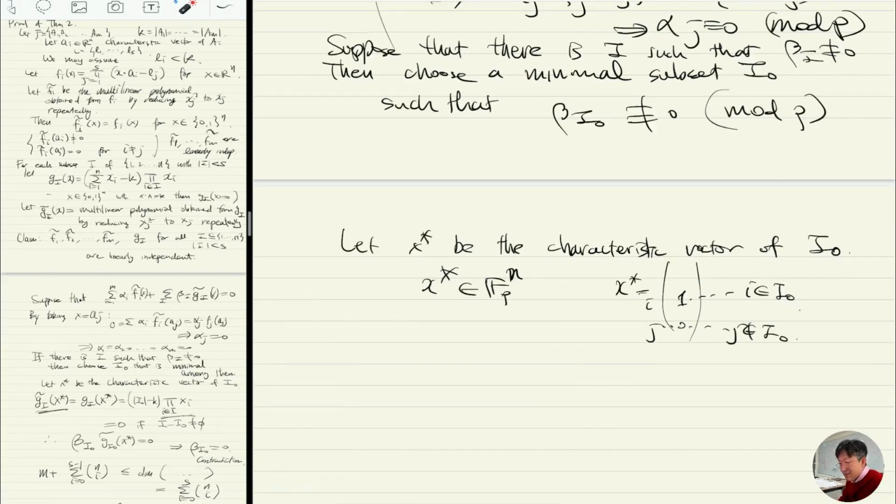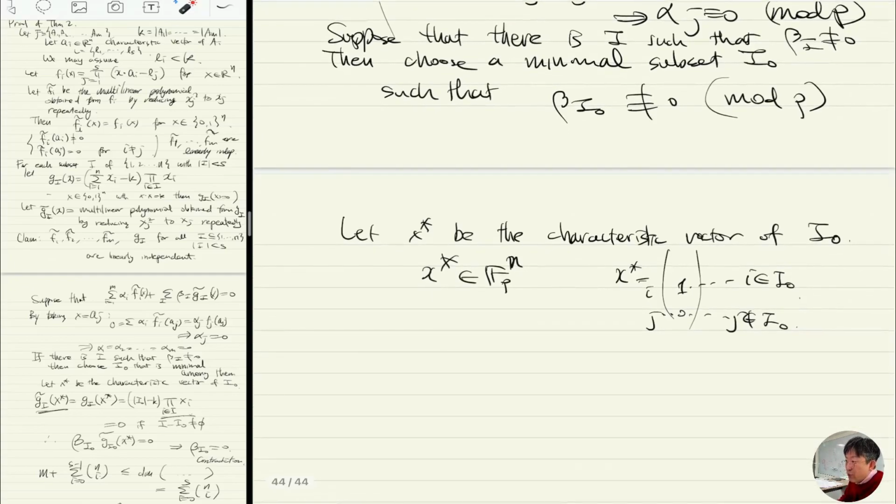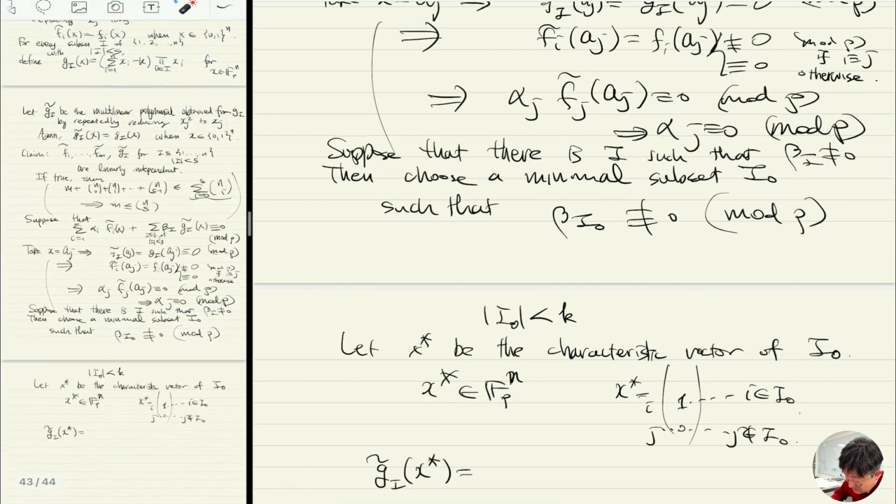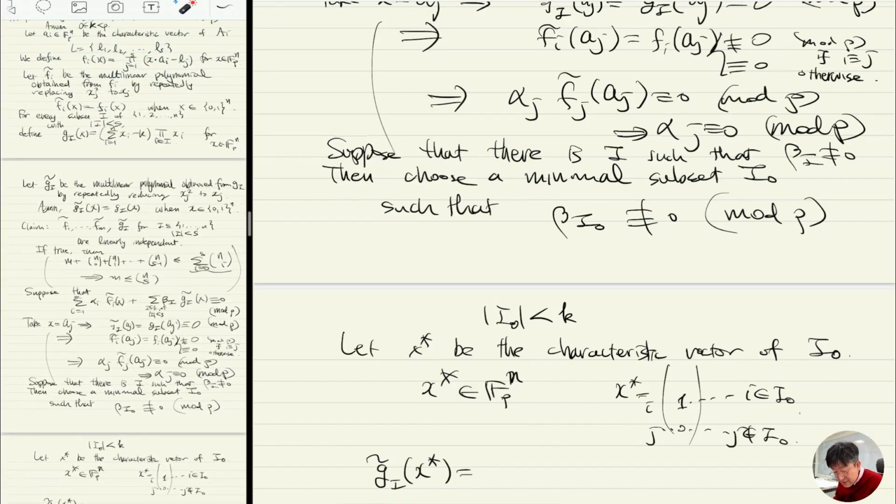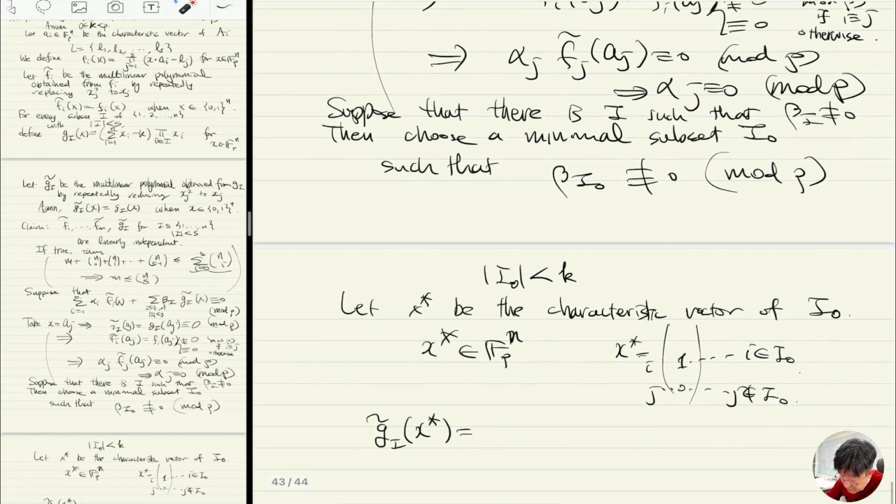Now what's going to happen? We want to look at the evaluation. So what is g_i tilde of x star? I know that the size of I0 is strictly less than k, right? Now let's see, I think it's the same proof. By definition, these are the product of, so here's the definition. So this term will be non-zero because the sum of the coordinates will be less than k. And since we chose k to be a number less than p, so there's this number.